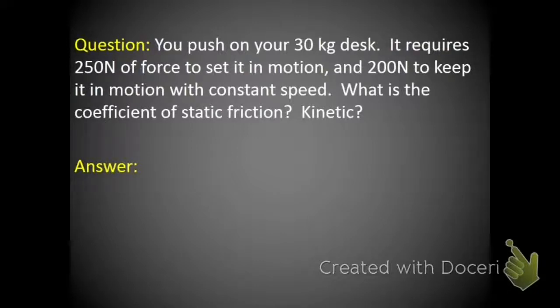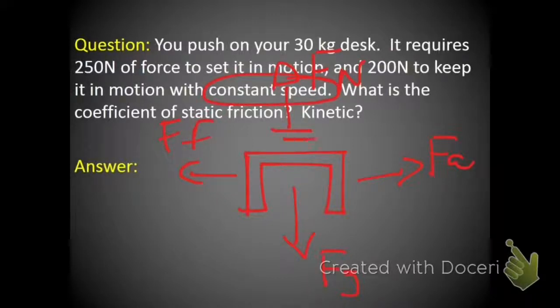All right, let's say you push on your 30 kilogram desk and it requires 250 newtons to set it in motion and 200 newtons to keep it in motion. What is the coefficient of static and kinetic friction? So very similar, you've got this desk, right? It's got a gravitational force, a normal force, an applied force that you're pushing on it, and a frictional force. Now, anytime it's moving in constant motion, these two forces must be balanced. The applied force must equal the frictional force. That's going to come into play as we go through this.